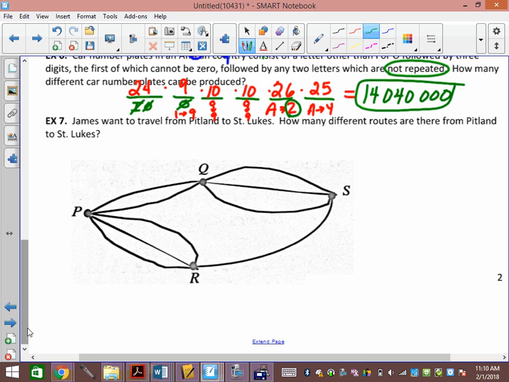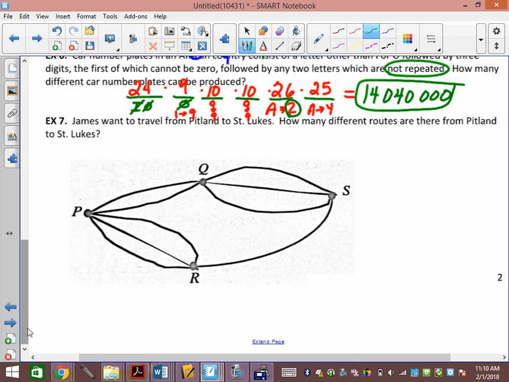Now this question is a pathways question. You might say, where the heck does this fit in any of this? Well, you can actually use the fundamental counting principle to get this, but if you were really stuck, you could count the pathways. So James wants to travel from Pitland to St. Luke's. How many different routes from Pitland to St. Luke's? Now you're not going to backtrack. You're not going to circle around, Pitland to Q, back to Pitland, back to Q. You're just going to get there. They don't have to say that you're not backtracking. They could, but they really shouldn't have to.